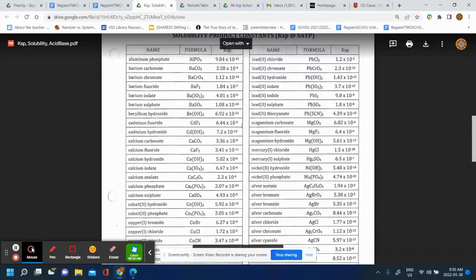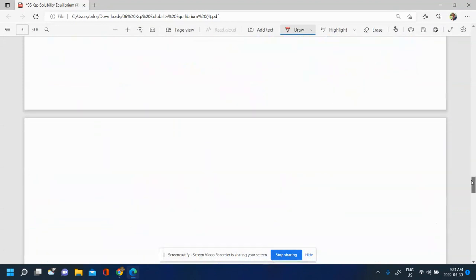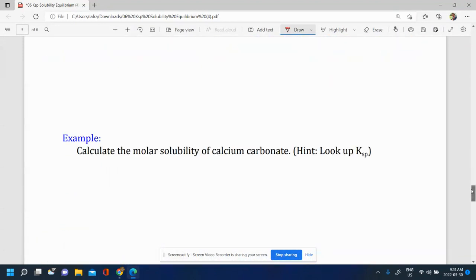Okay, and so what we're going to do is, in this video, we saw how to calculate the KSP using the MSP. In the next video, we're going to take a look at how we can figure out the MSP, what's the maximum that will dissolve, using the KSP values.